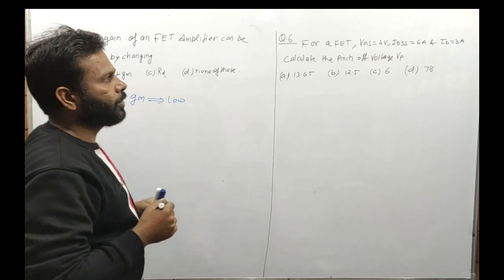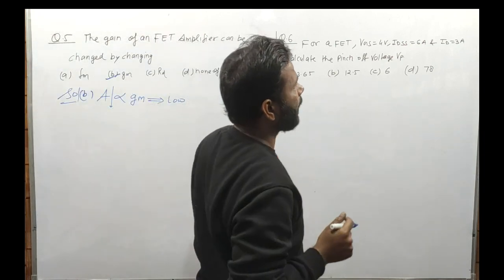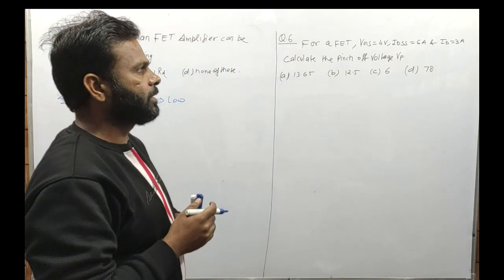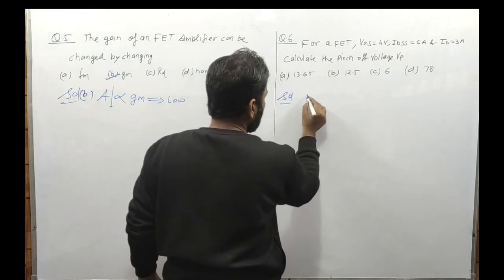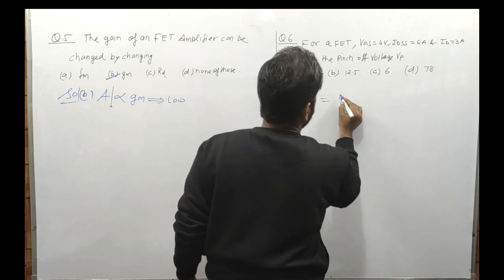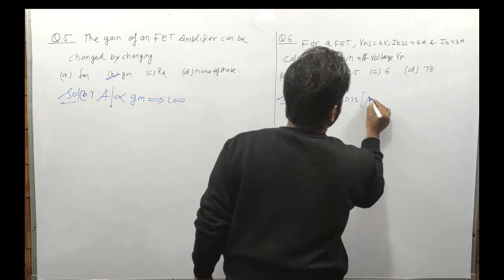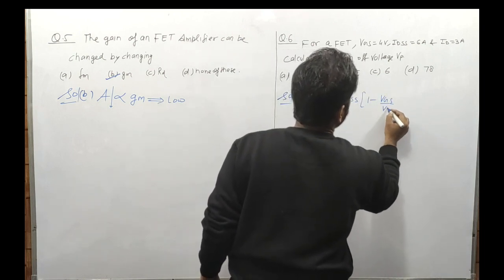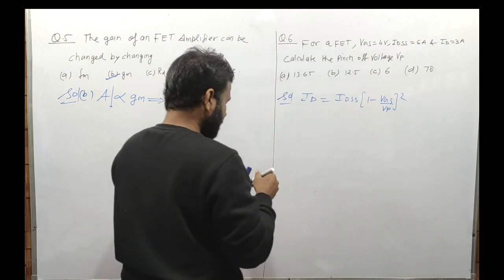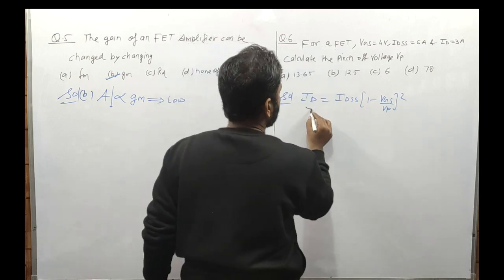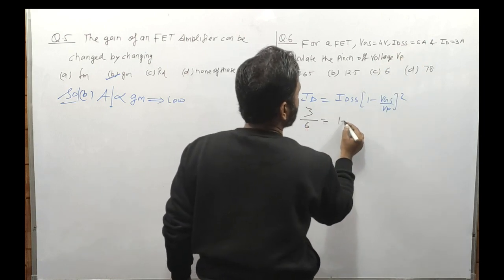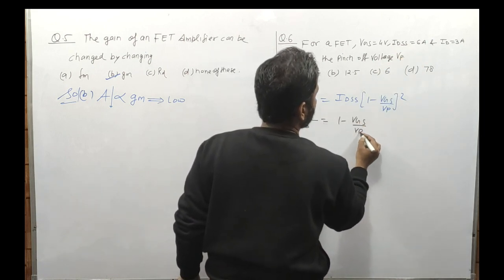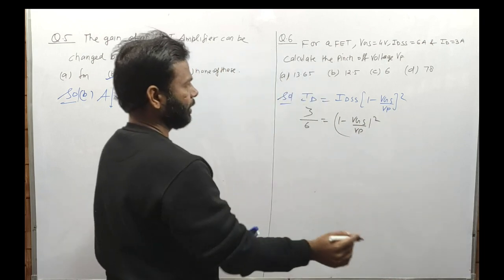Now next question: for a JFET, the VGS is 4 volt, IDSS is 6 ampere, ID is 3 ampere. Calculate the pinch off voltage VP. So solution is what? Now we have Shockley equation as ID equals to IDSS times 1 minus VGS upon VP का whole स्क्वायर. नाउ ID कितना दिया है हम लोगों को? ID दिया है 3 एम्पियर and IDSS is 6, so 3/6 equals to 1 minus VGS upon VP का whole स्क्वायर. क्लियर है यहां तक?